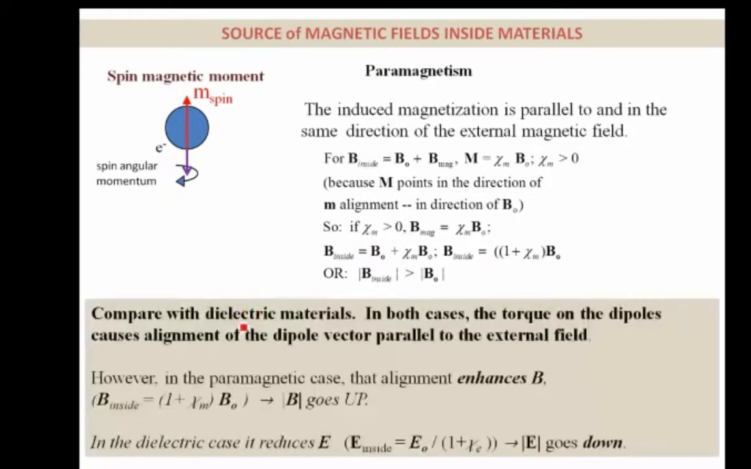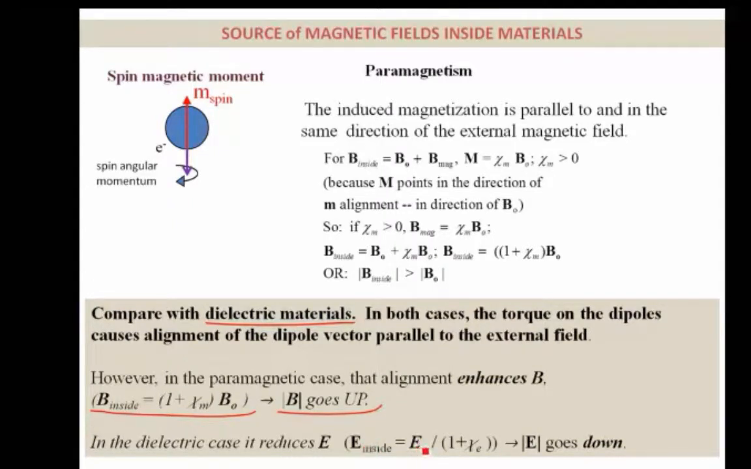If we look at this and compare it with the materials of electrical dipole types, so dielectric materials, in both cases the torques on the dipoles cause alignment of the dipole vector parallel to the external field. If we look at what we just derived for the magnetic case, if we have paramagnetism, we have B going up. So if we have paramagnetism, we have an increase in the B field inside from the applied field. In the dielectric case, if you remember, E inside actually goes down. There's a shielding effect due to the polarization of the material.